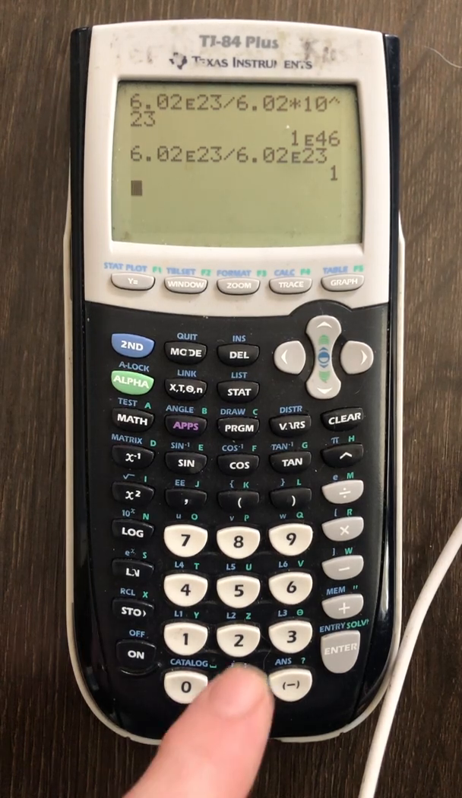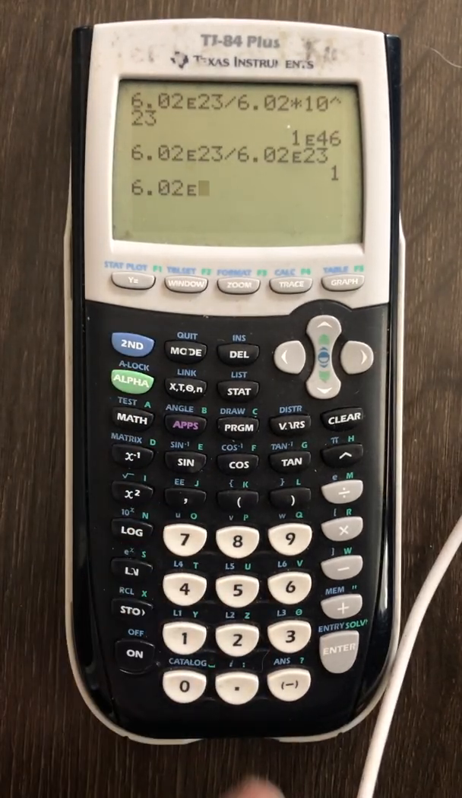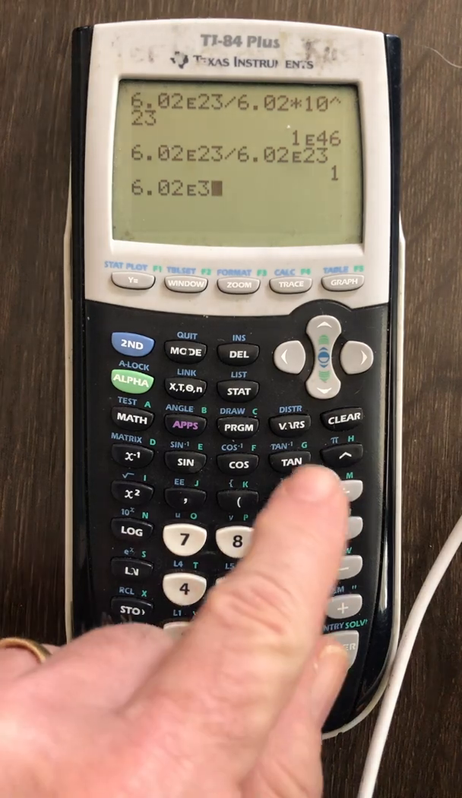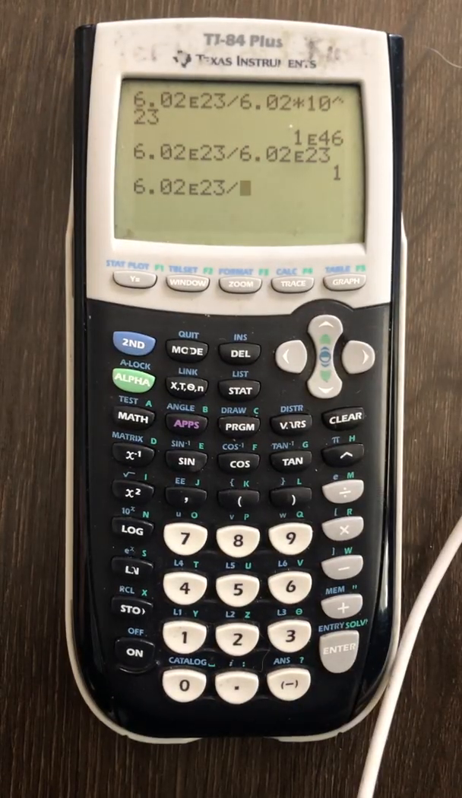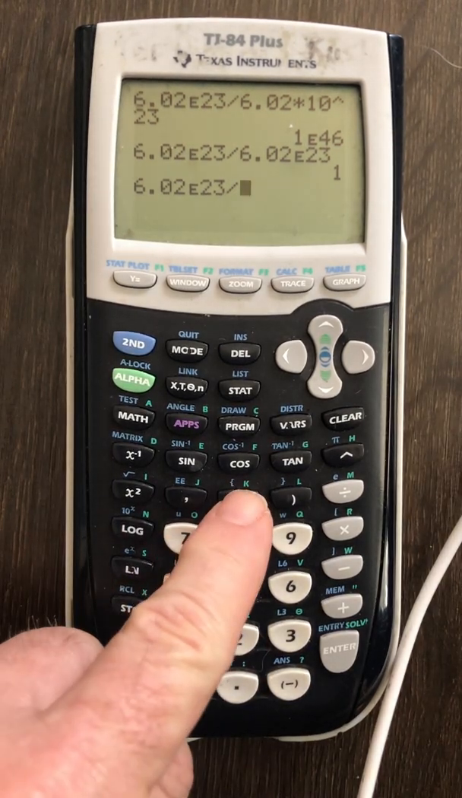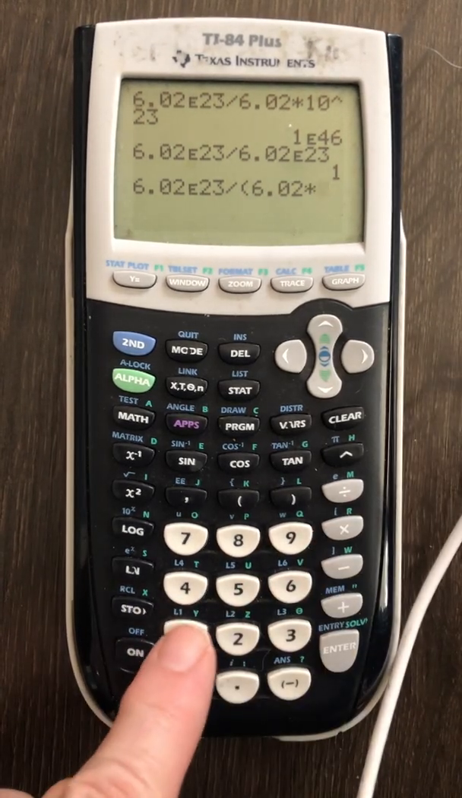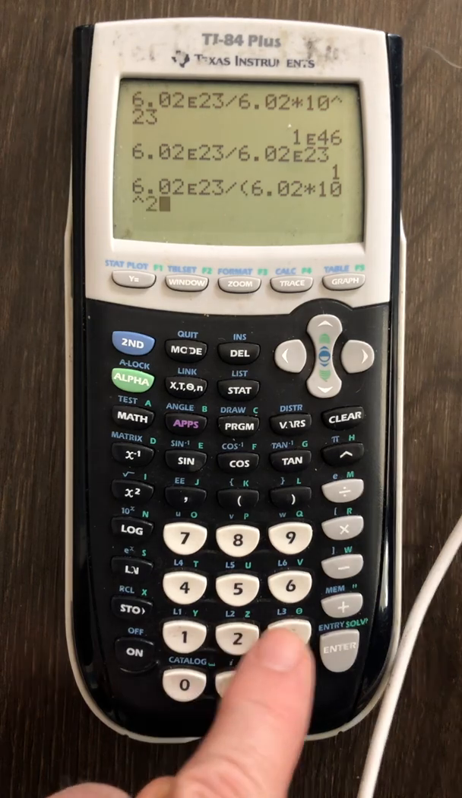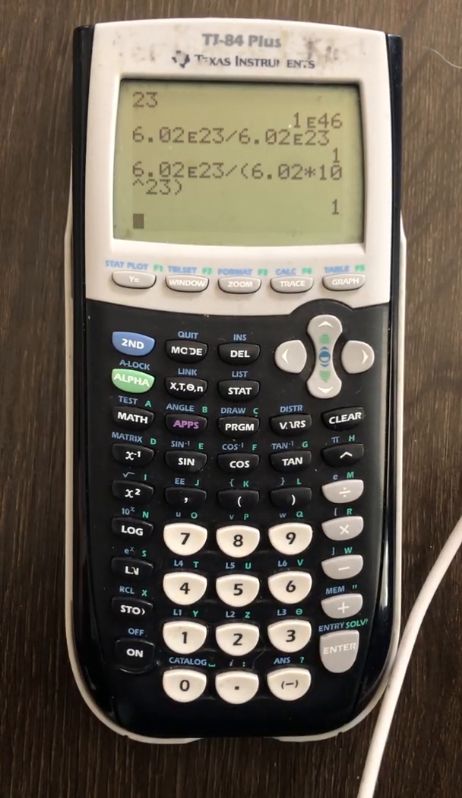So let's take 6.02 second EE 23, and now let's divide it, but let's do it in a way without using the EE button. Let's use parentheses. So, parenthesis, 6.02 times 10 caret 23, close parentheses. Hey, it's 1. That's the correct value.